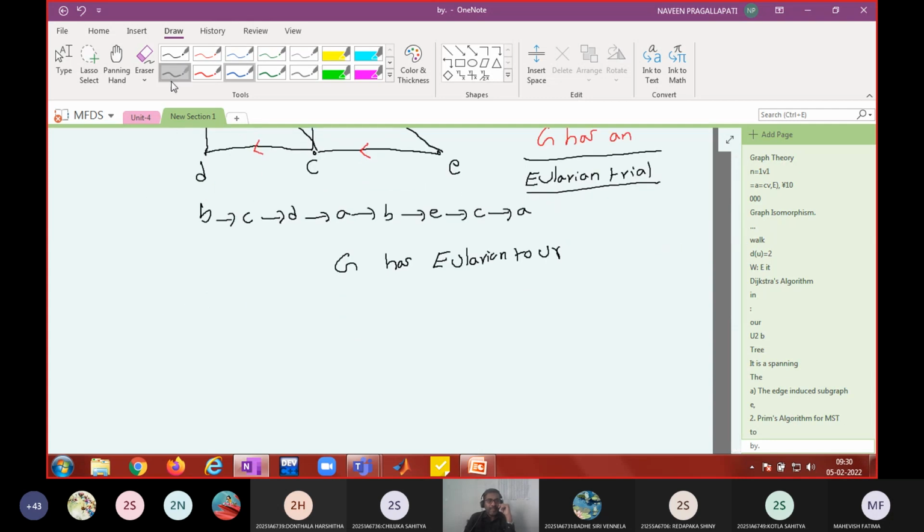Suppose the graph is simple like this. What about this? You start with any vertex and you can come back to the original vertex by covering all the edges. So G has a closed Eulerian trial, or G has a Eulerian tour. Therefore, G is Eulerian.